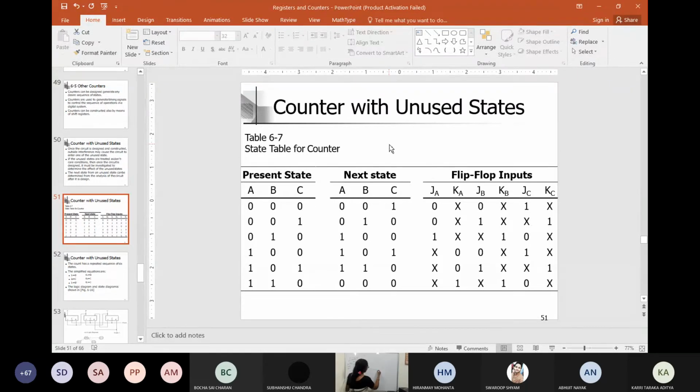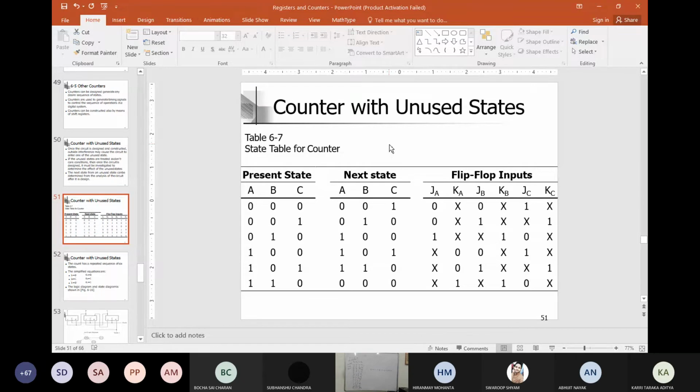0 to 1 it has gone, 1 to 2 it has gone, then 4, then 5, then 6, isn't it? 3 is not there, 7 is not there. Then also we can design in a synchronous mode. Don't you think? These are unused states, and then we can do that. Did we do or not? And this sequence can be repeated.